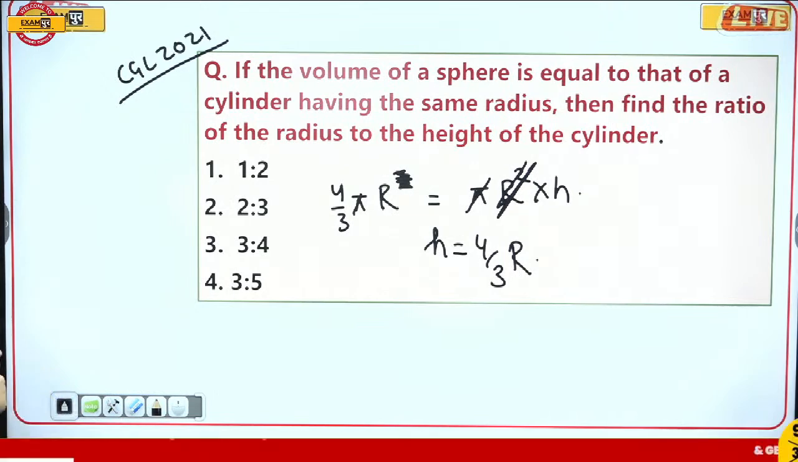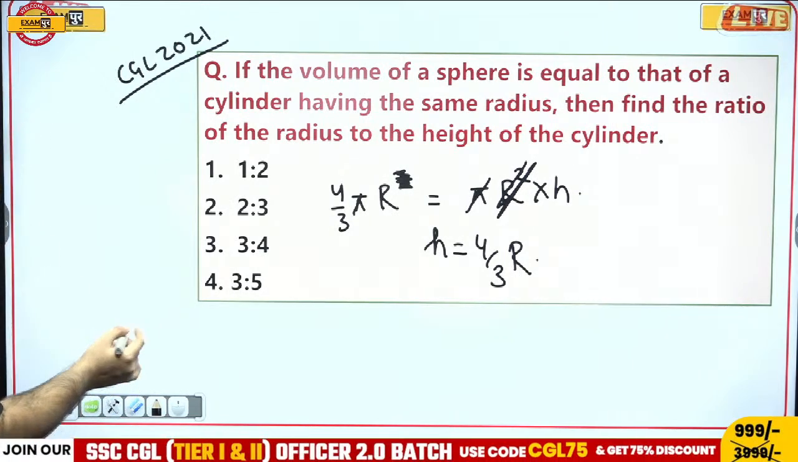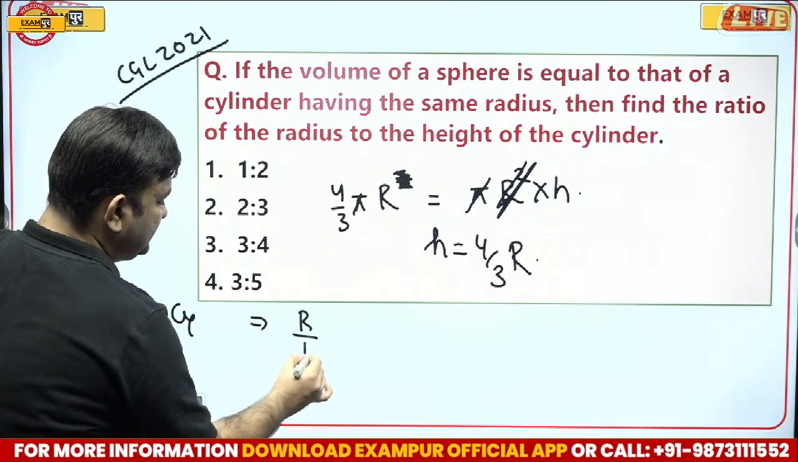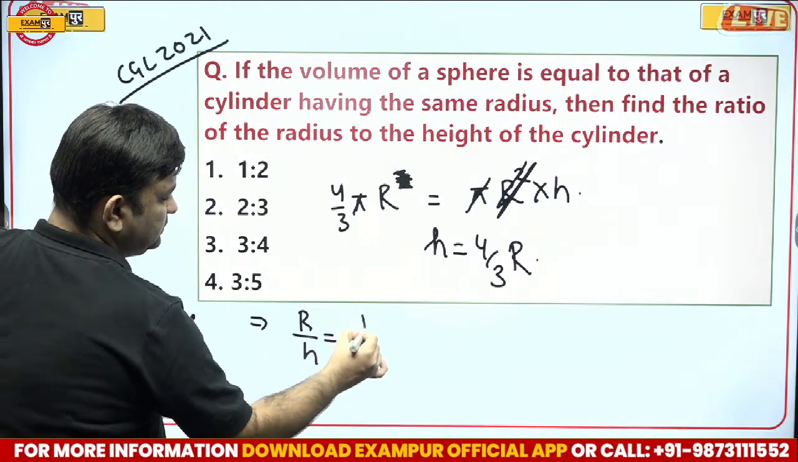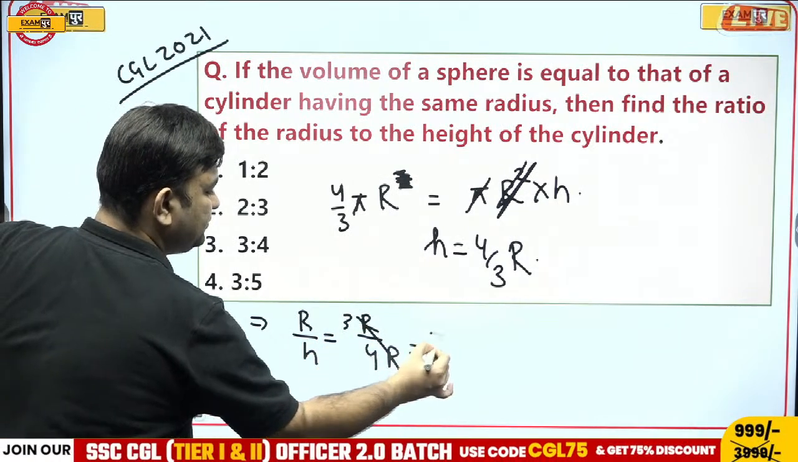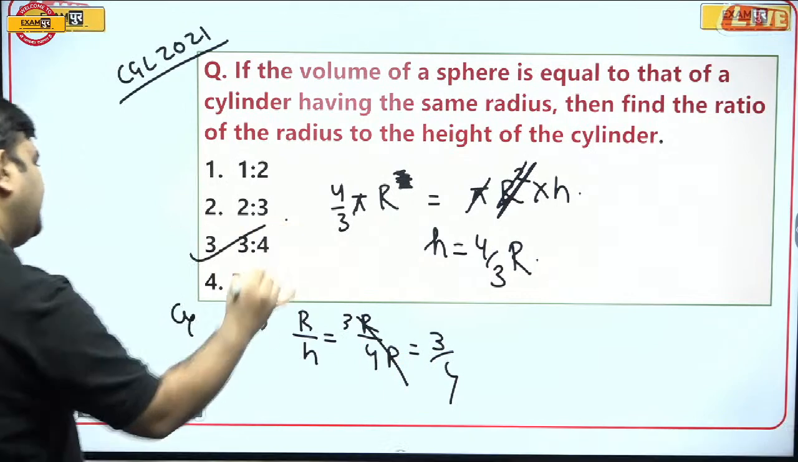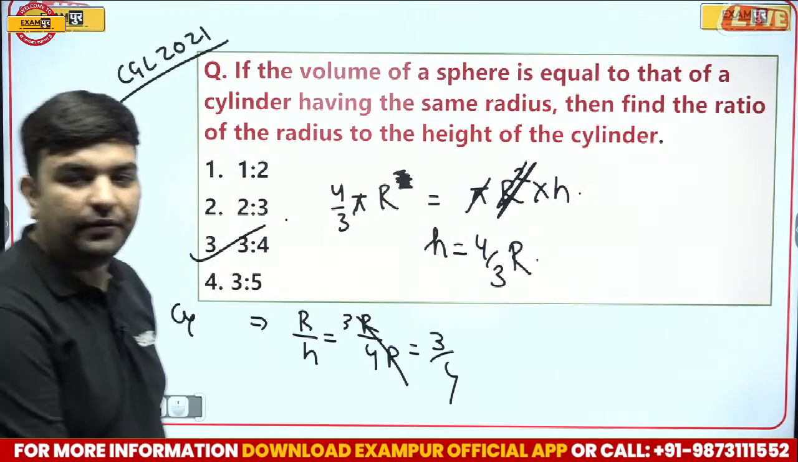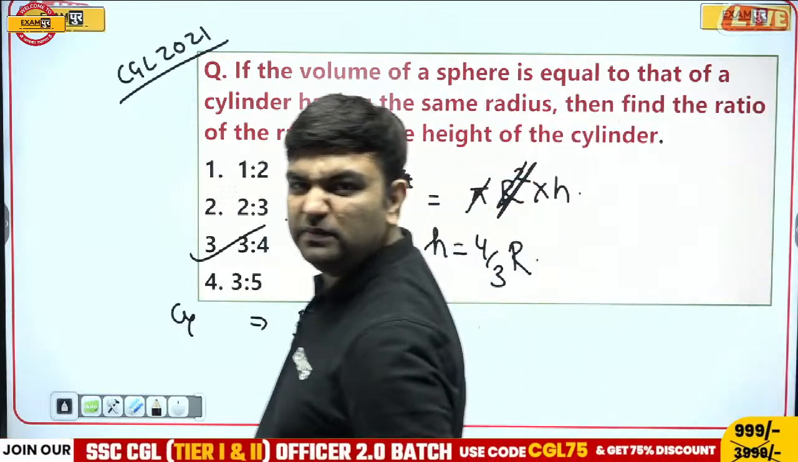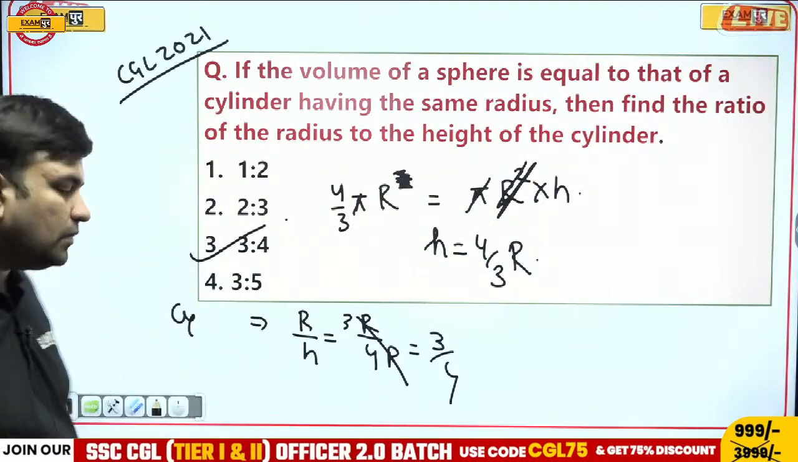What is the ratio of the radius and height of the cylinder? For the cylinder, the radius is r and the height is h. H is 4 by 3 r. So the ratio is 3:4. Next.